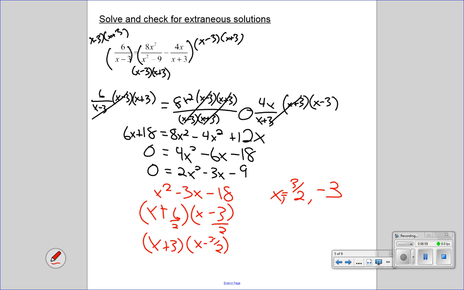Now once again, we've got to check for extraneous solutions. We don't have any problems with 3 halves, but we notice if we plug in negative 3, negative 3 plus 3 is 0. So that's an extraneous solution. So our answer is simply x equals 3 halves.